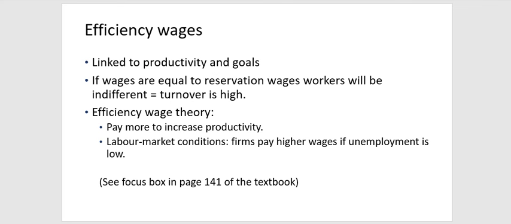The second point we looked at was efficiency wages. So economists call theories that link productivity or the efficiency of workers to the wage they are paid efficiency wage theories. So if firms want their workers to produce at a productive rate, they can achieve this by paying these workers higher wages.